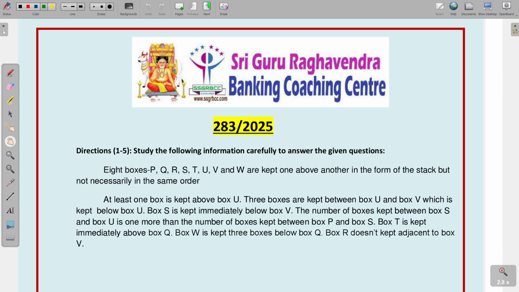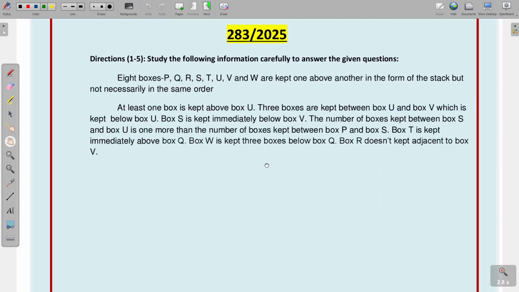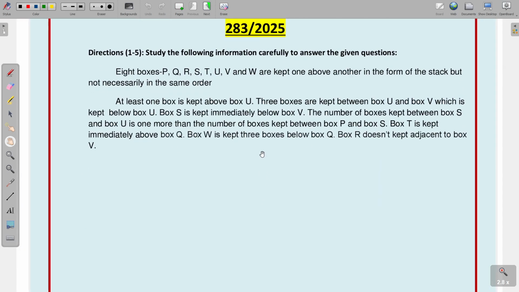I am Sampath. In this class, we will discuss paper number 283, reasoning paper, directions 1 to 5. Study the following information carefully and answer the given questions. 8 boxes P, Q, R, S, T, U, V and W are kept one above another in the form of a stack, but not necessarily in the same order.